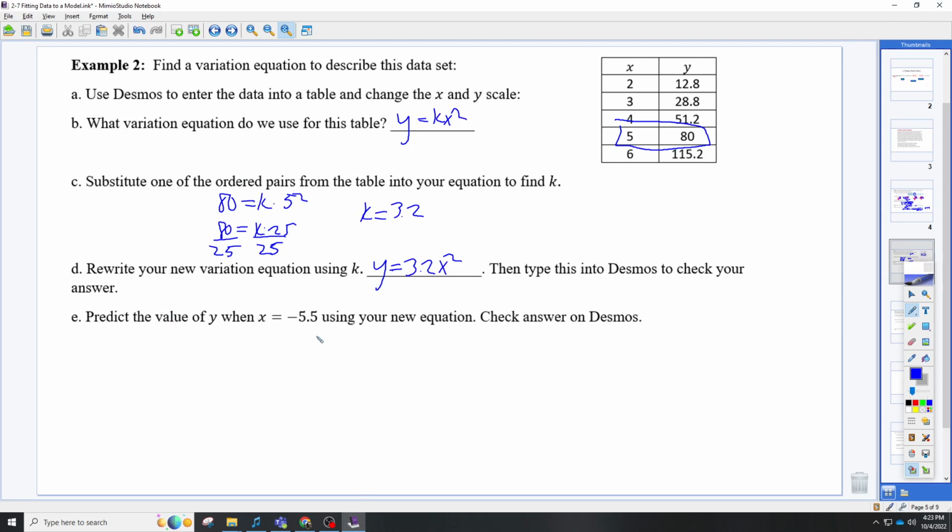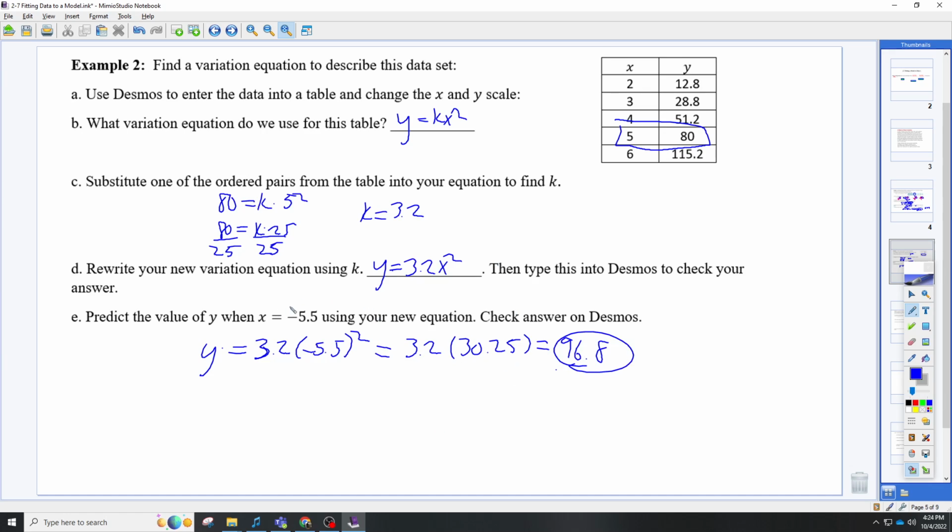Last problem. Predict the value of y when x is equal to negative 5.5. So now that we know our k value, we'll plug in negative 5.5. So we have 3.2 times negative 5.5 squared. Don't forget, when you square a negative, it turns into a positive. So 5.5 squared is 30.25. So we have 3.2 times 30.25. And then I got 96.8.